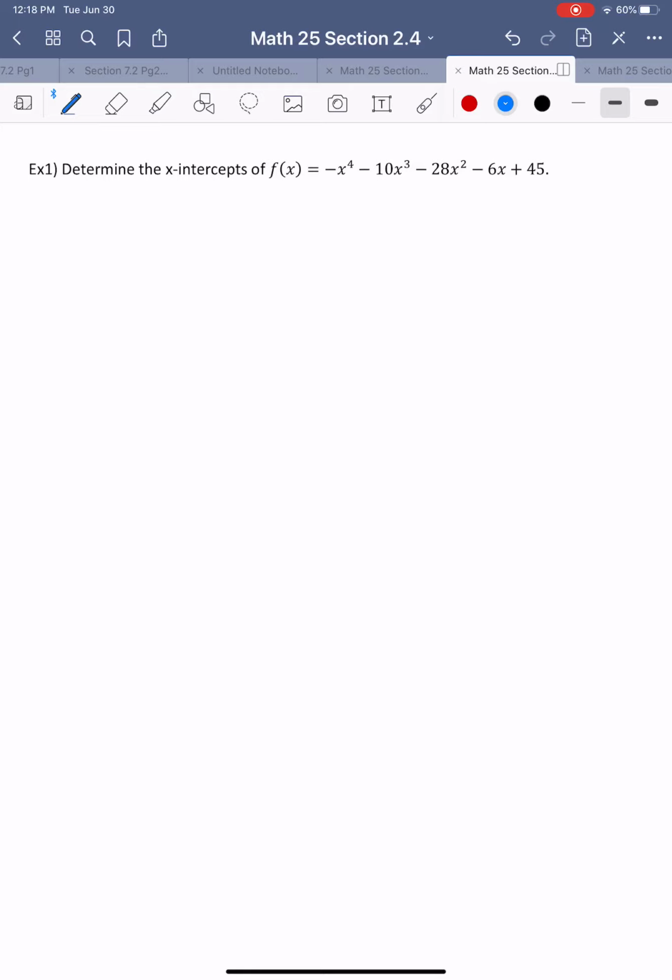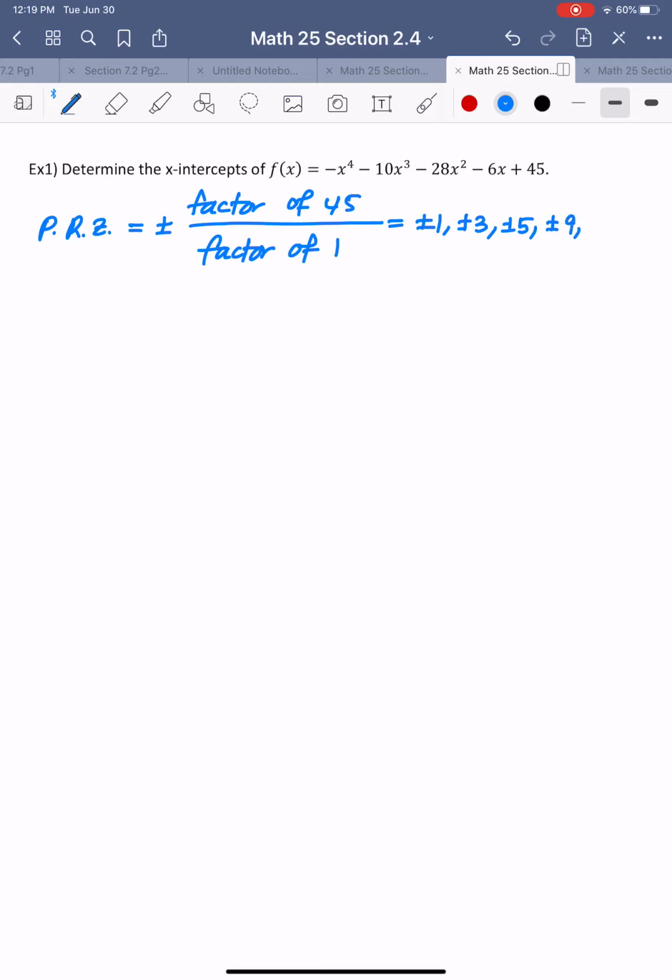This is not in factored form or factorable, okay? So what I do is find the possible rational zeros, which is plus or minus the factors of 45 over the factors of 1. So plus or minus 1, 3, 5, 9, and then maybe 15 and 45. Okay, so those are the possible rational zeros here.